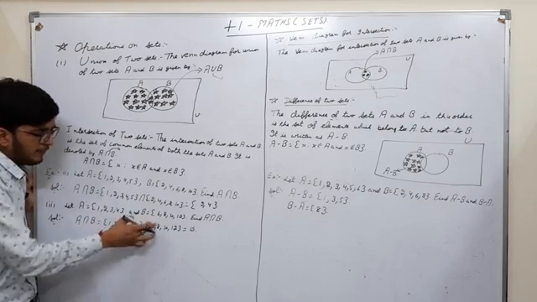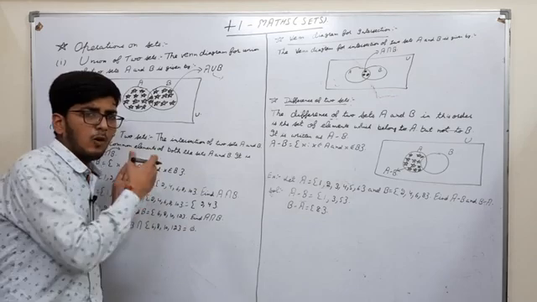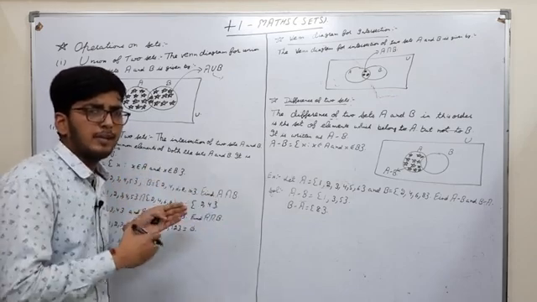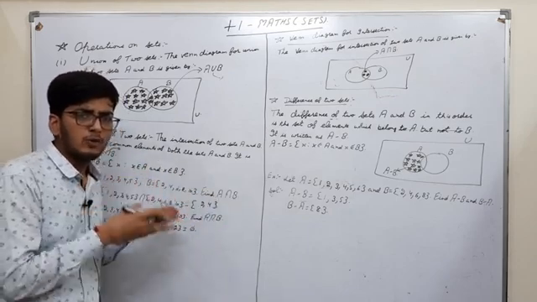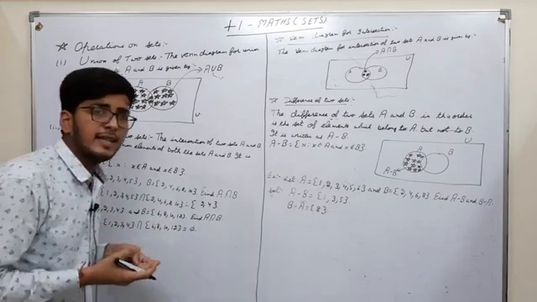A contains 4, B does not contain 4. So what is the meaning of this? That no element is common between A and B. So if no element is common between A and B, in A as well as in B.